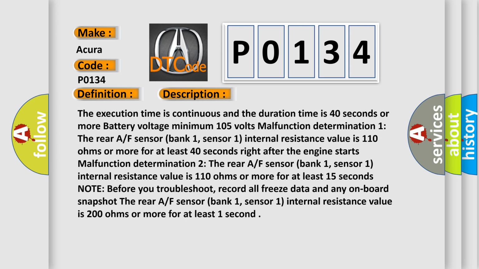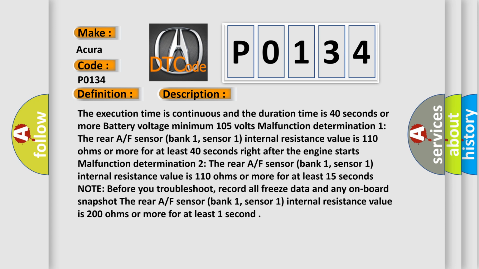The execution time is continuous and the duration time is 40 seconds or more. Battery voltage minimum 10.5 volts. Malfunction determination 1: the rear AF sensor bank 1 sensor 1 internal resistance value is 110 ohms or more for at least 40 seconds right after the engine starts. Malfunction determination 2: the rear AF sensor bank 1 sensor 1 internal resistance value is 110 ohms or more for at least 15 seconds. Note: before you troubleshoot, record all freeze data and any onboard snapshot.